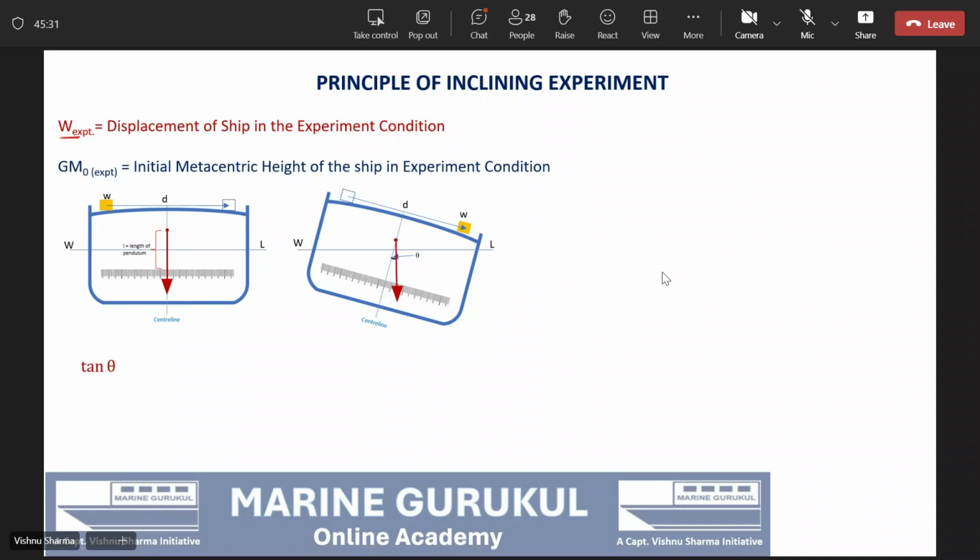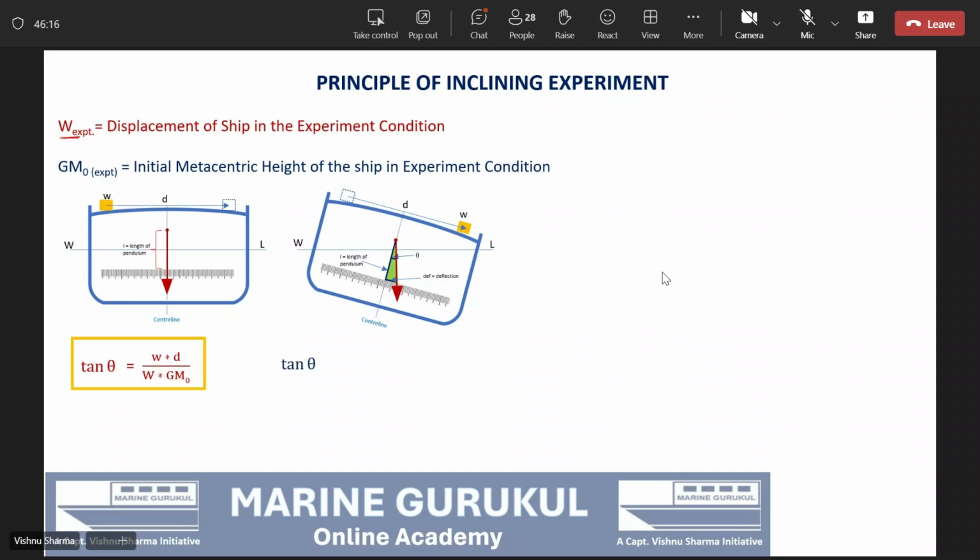Now, we know the formula. This inclination is the list. And what is the formula for the list? In this case, tan theta equals small w, the weight shifted, into small d, the distance through which it is shifted, divided by W and GM initial. Correct, guys? This you all know is the formula for the list. So this is the inclination caused. And then you also have this right angle triangle here in green, in which this was the length of the pendulum. You can see on the left diagram also. And this one is called the deflection of the pendulum.